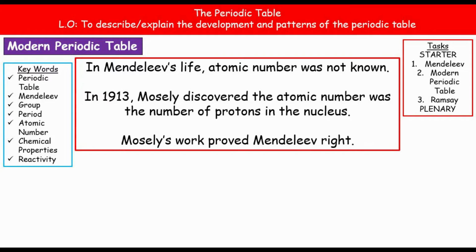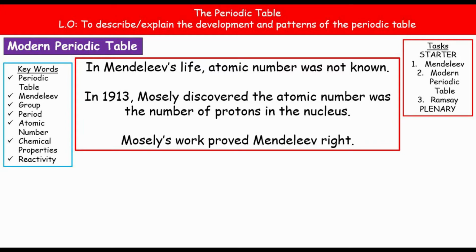One of the key things that we've got to remember is that when Mendeleev was doing his periodic table, he was organising them by the atomic weights. Now, the reason he did that was because during his lifetime, we didn't know the atomic number. So that was something that came much later in 1913 when a scientist called Moseley discovered that the atomic number was the number of protons in the nucleus.